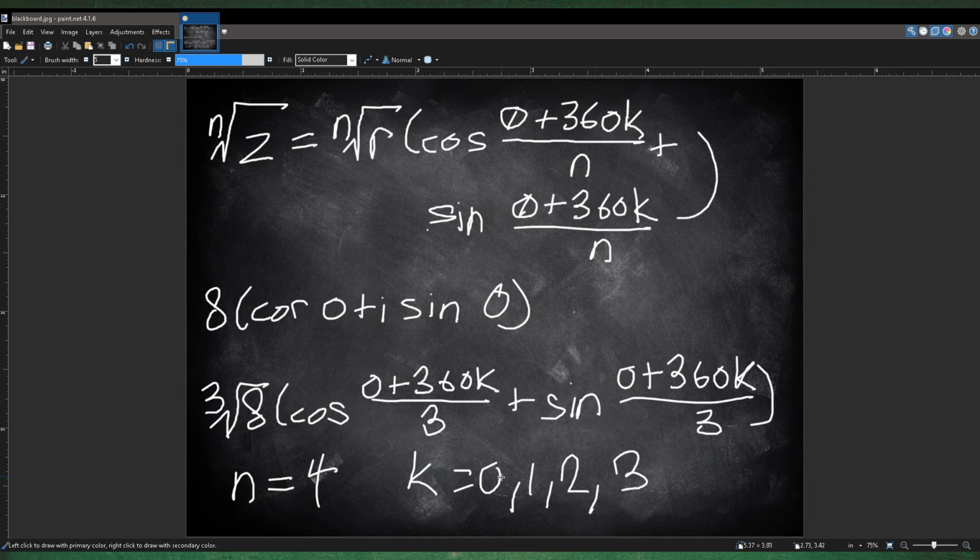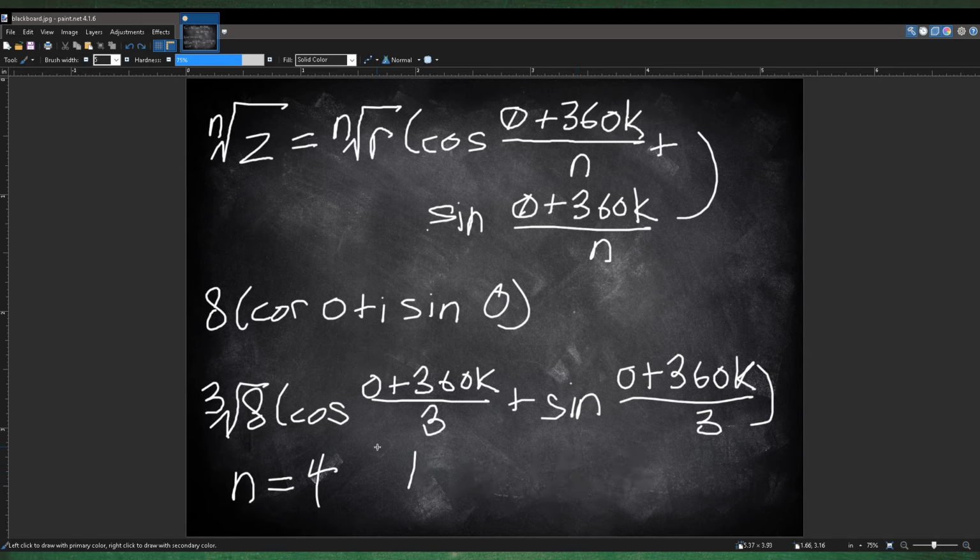Because you always start with 0, and since all these have the same amount, it's basically 1 minus this one. So k equal to 0 is 1 root, k equal to 1 is another root, k equal to 2 is another root, and k equal to 3 is the final root. So now you have 4 roots in total. So that's how you do it.